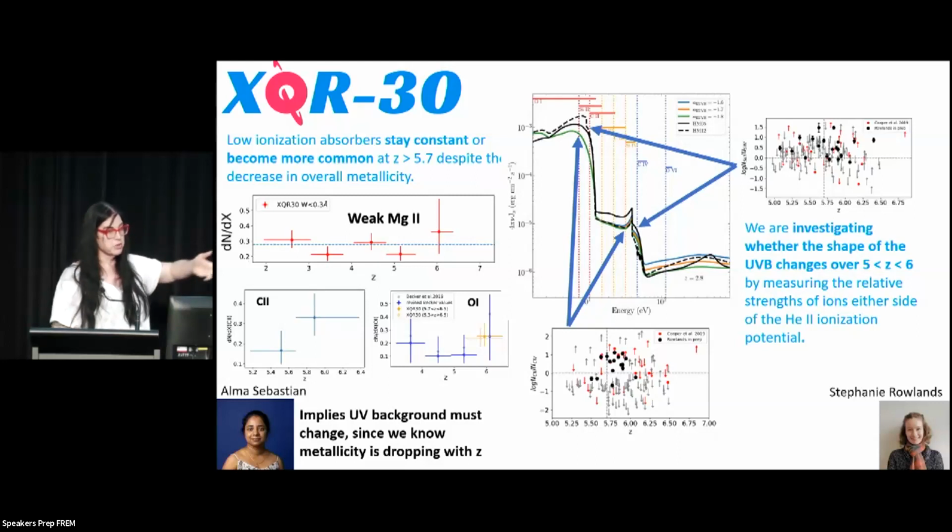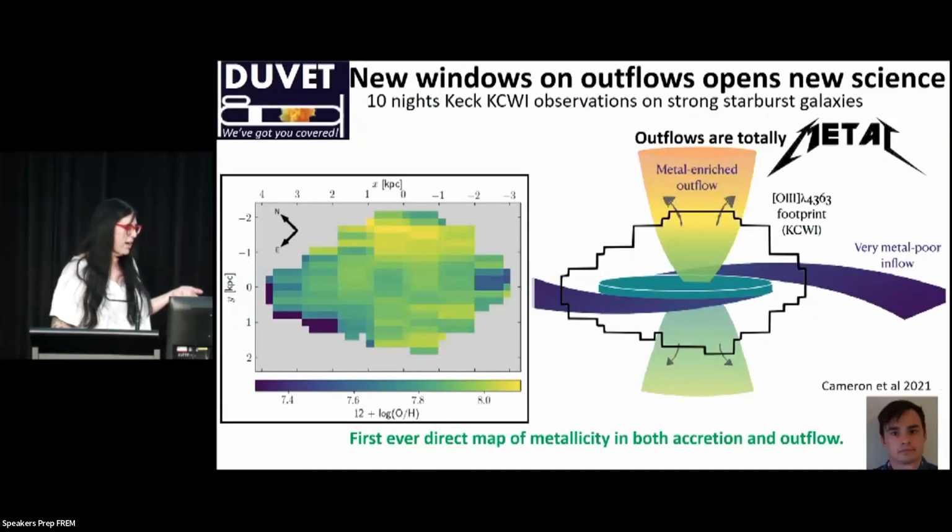Stephanie Rowlands is using line ratios, coming to a similar conclusion. So you can use the different lines and you can peel out the shape of the ionizing source, which is your background emission. And she finds basically the same thing, that the UVB needs to be changing as you go to higher redshift. So the Duvet project is a project I lead.